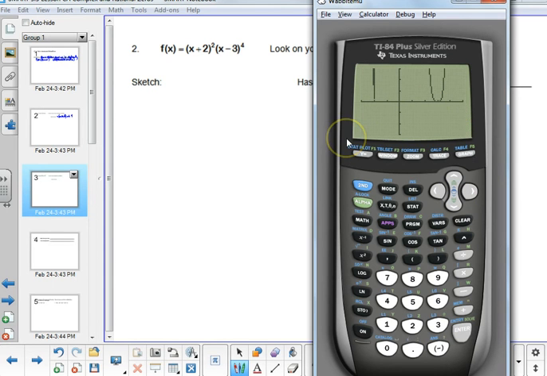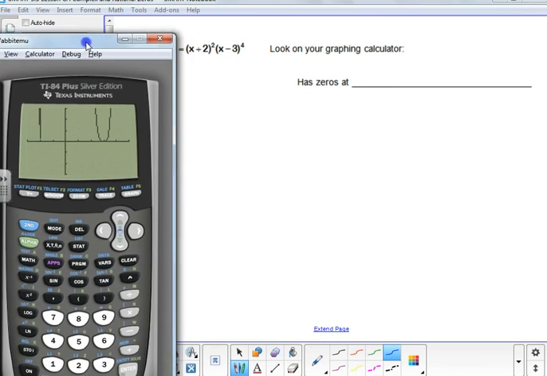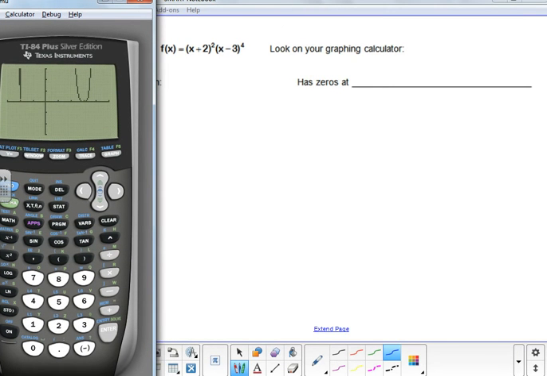What I want to point out to you is that algebraically, these are zeros because once it's in factored form, if I were to solve both of these factors, I would get a 0 at negative 2, but I see that since it has the 2nd power, it's got a multiplicity of 2.